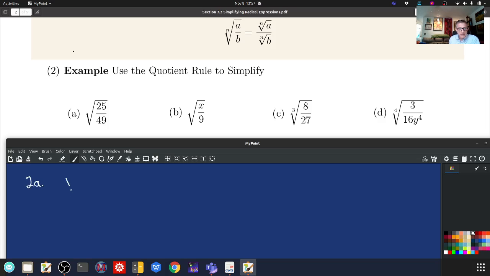So the square root of 25 divided by 49. Again, just using the quotient rule, which you already know because the index here is 2. So the square root of 25, so we always take the positive root, is 5. And the square root of 49 is not 9, but 7. So this is pretty simple, pretty basic.